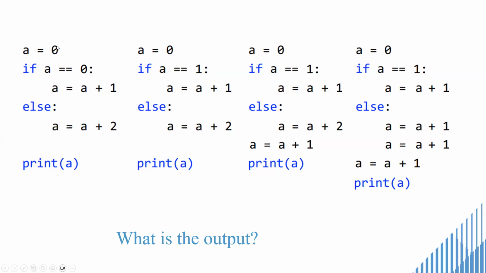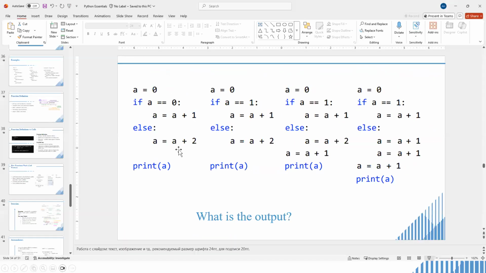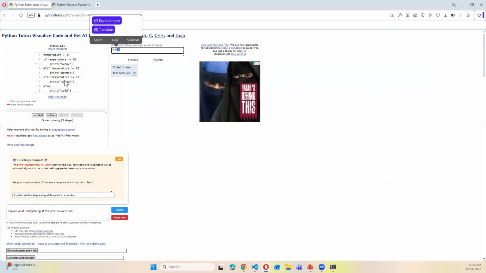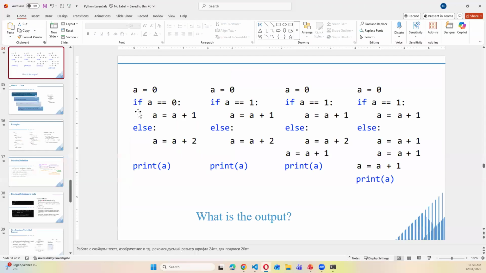Any volunteer? A is equal to 0. Then if the condition is met, what will be the print of A? What if I use this if condition, what will be the answer for A? One. Okay, let's see. Let me run it. A is equal to 0. Okay, no problem. We are sure that it's a one.